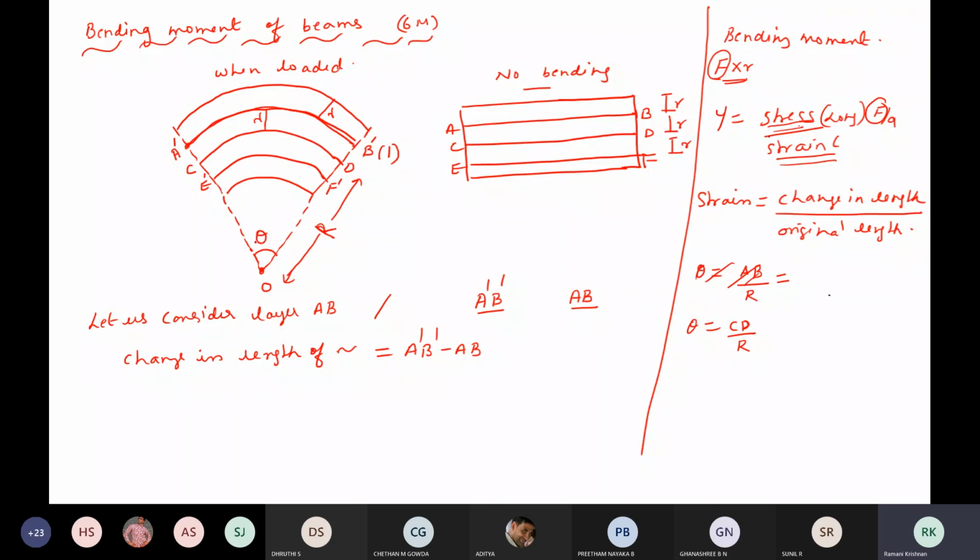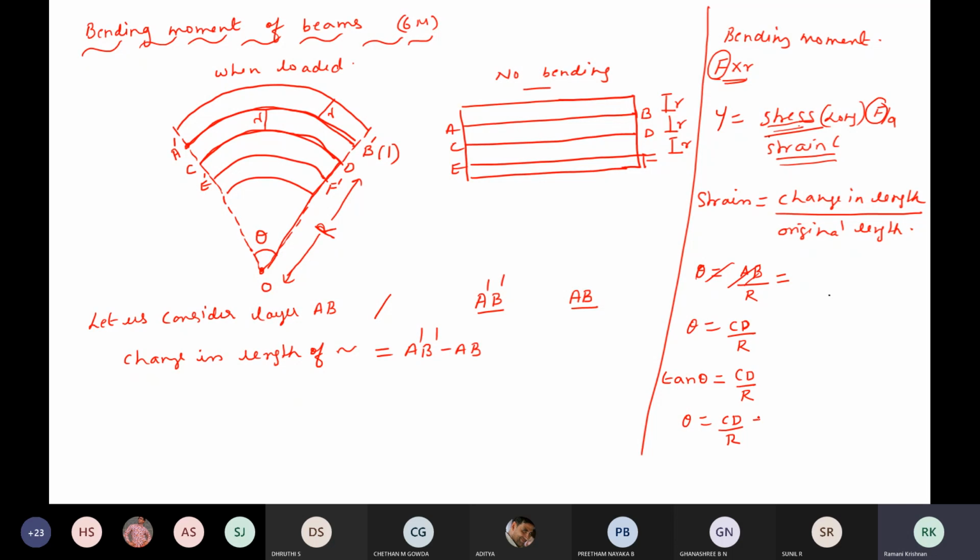Whenever the angles are small, we take tan theta, isn't it? So the tan theta is opposite side by hypotenuse. Let's think it is a right angle. So tan theta is, what is the opposite side for theta? CD. Okay, CD. And what is this? R. So can I take tan theta is equal to CD by R? And because theta is small, I will take theta is equal to CD by R.